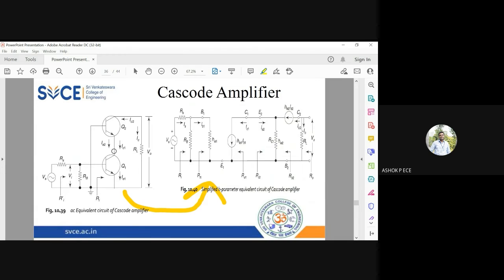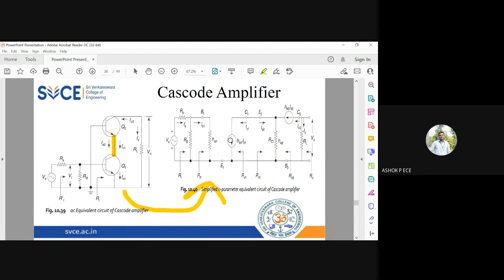See the current direction: the emitter current of Q2 is the collector current of Q1. So IE2 will be equal to IC1. But they will be flowing in opposite directions when you draw the equivalent circuit. So C1 and E2 are connected, right? That's what is given here.